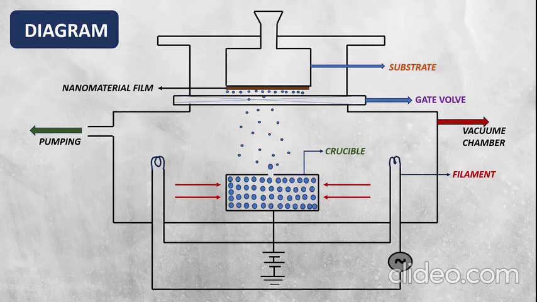When these clusters go into this chamber, they will encounter a gate valve, which will allow only a few bunches of clusters to pass through it, depending upon our desire, depending upon the property that we want in the nanomaterial. Such clusters are passed through the gate valve, and they will deposit on the nanomaterial film which is attached to a substrate.